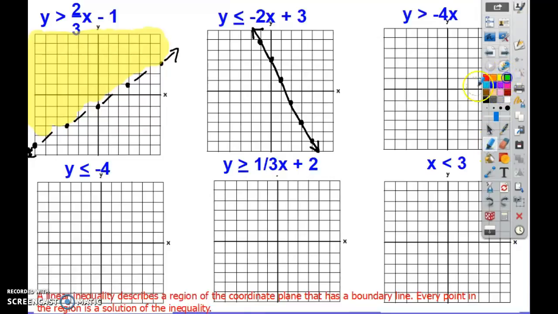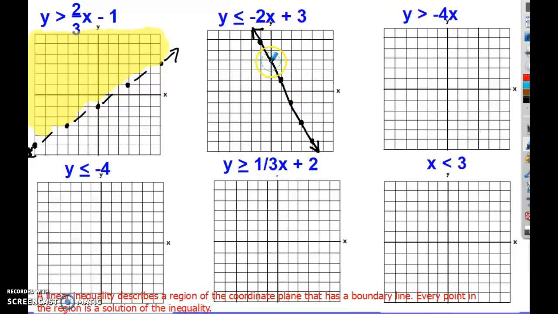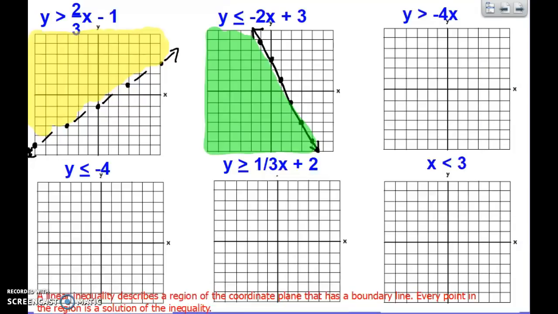And where are we going to shade? Well, this is less than. So where is the line? Start at your y-intercept. Above the line is here because the y's grow. Below the line is over here. So we're shading everything less than, including what's on the line because it's equal to. So that's our shade.